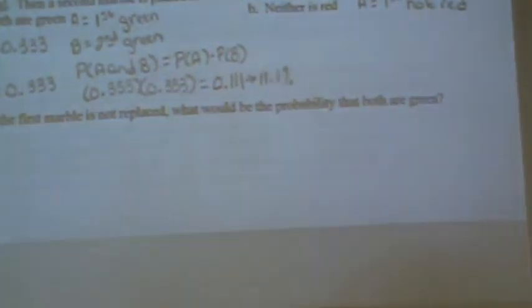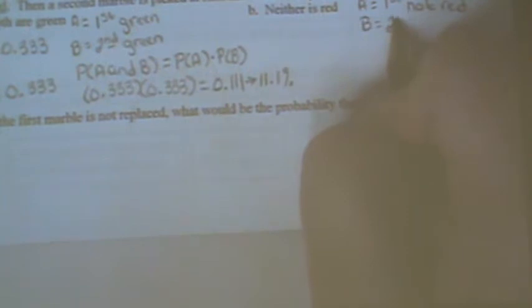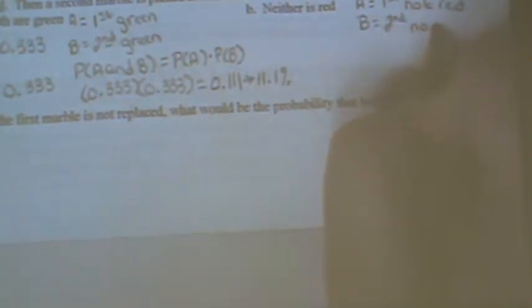And then B. B says neither is red. So in our first draw and our second draw, we don't want either of the marbles to be red. So event A is first is not red. And then B is second not red.